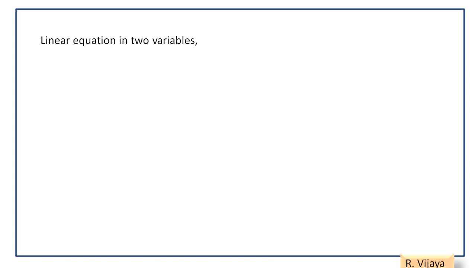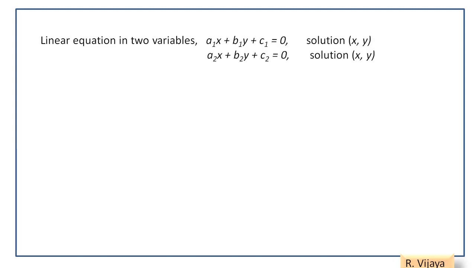In this video, we discuss the solutions of the linear equation in two variables. The equations are a1x plus b1y plus c1 is equal to 0, a2x plus b2y plus c2 is equal to 0, where a1, b1, c1 are coefficients of x, y and constant for the first equation. A2, B2, C2 are coefficients of x, y and constant for the second equation. And the solutions of the equations are x, y.